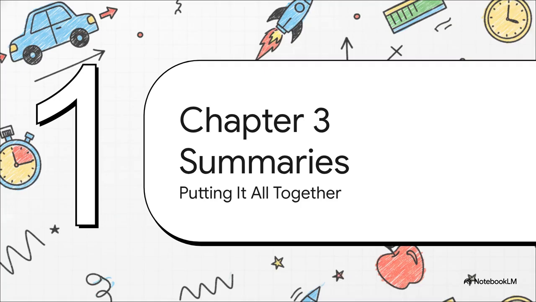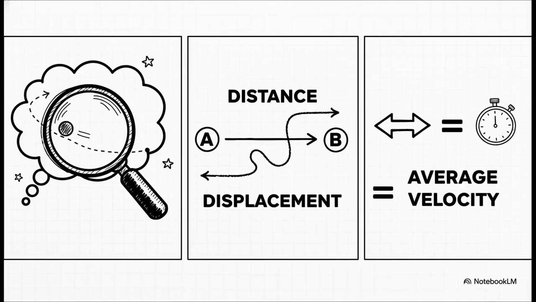All right, so we have the vocabulary and we have the tools. Now, let's see how it all comes together. We're going to do a quick walkthrough of the chapter, section by section, to see how these concepts build on each other. So Section 1 really lays the foundation. It officially defines kinematics, hammers home that difference between displacement and distance, and introduces average velocity as just displacement over time. It's simple, it's clear, and it's absolutely essential.